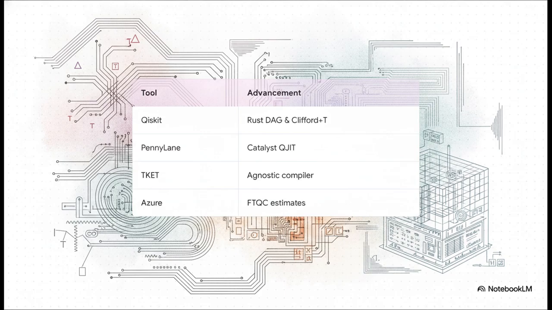Meanwhile, PennyLane introduced the Catalyst QJIT compiler path to seamlessly handle dynamic, hybrid classical, and quantum control flow at scale.